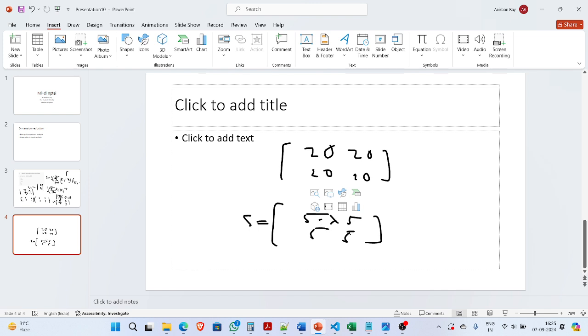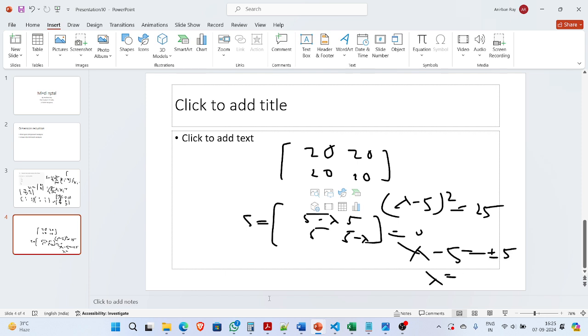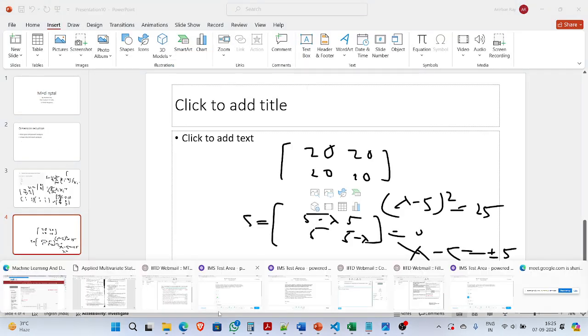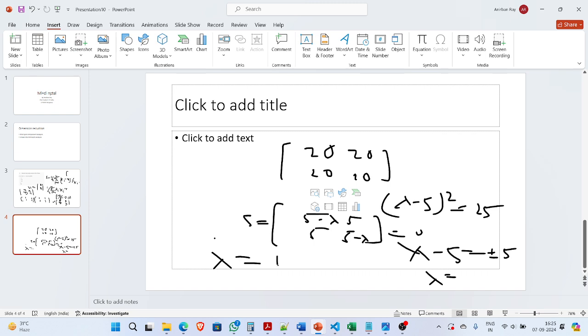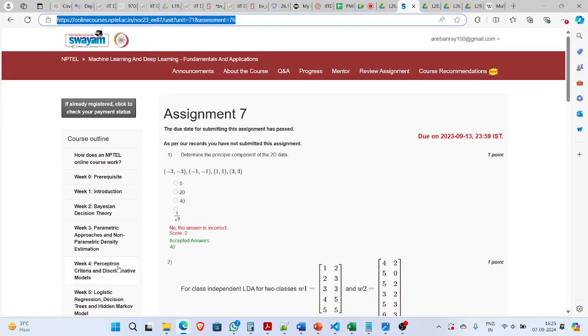And we need to solve the eigenvalue problem. Lambda minus 5 squared equals 25, so lambda minus 5 equals plus or minus 5. Lambda equals 10 or 0. So this is what we have.